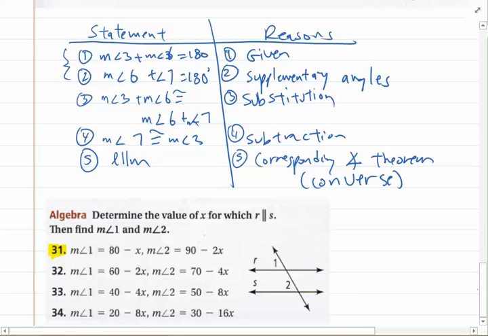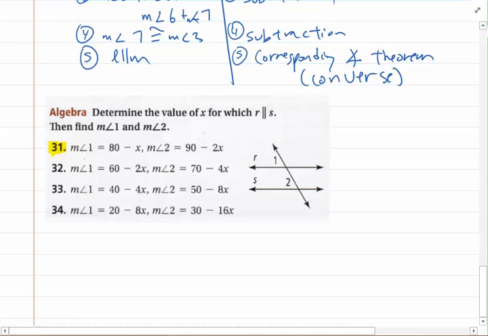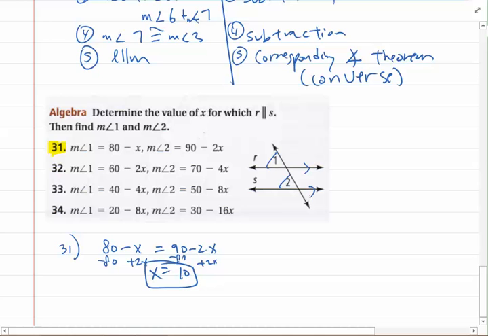And lastly, let's look at one more problem here. Measure of angle 1, it's right there. Measure of angle 2. Determine the value of x for which R has to be parallel to S. So these are corresponding angles, so we have to make them equal each other. Subtract 80 here, I think you get 10. Then add 2x, add 2x. You have x equals 10. When x equals 10, R is parallel to S because they're corresponding angles and they have to be congruent.